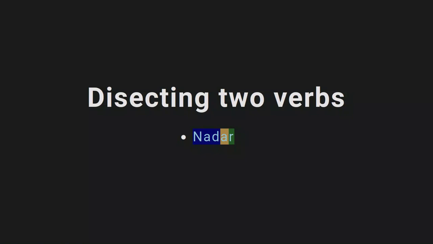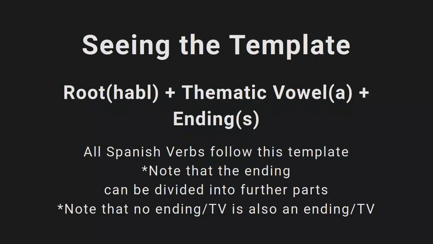Nadar means to swim. So if we dissect the verb nadar into its three parts, we have nad, which is the swimming semantic part of the verb. A, which conveys what group this verb is in. And r, which says, hey, I'm an infinitive. We can do the same thing with conjugated verbs. So morimos: mor being the root, i being the thematic vowel, and mos being the plural present first person ending.